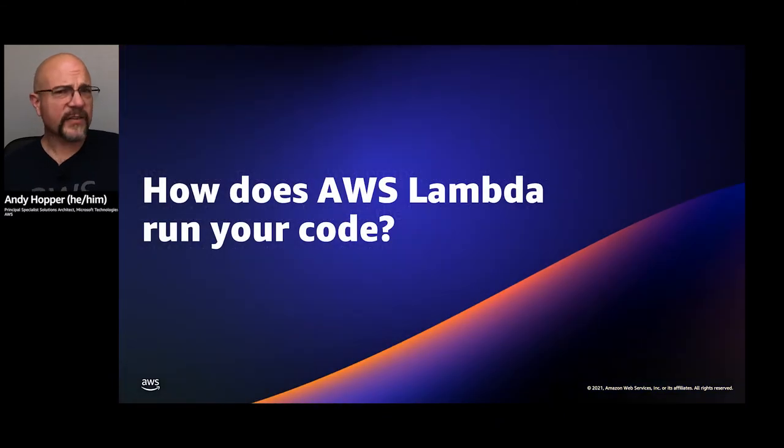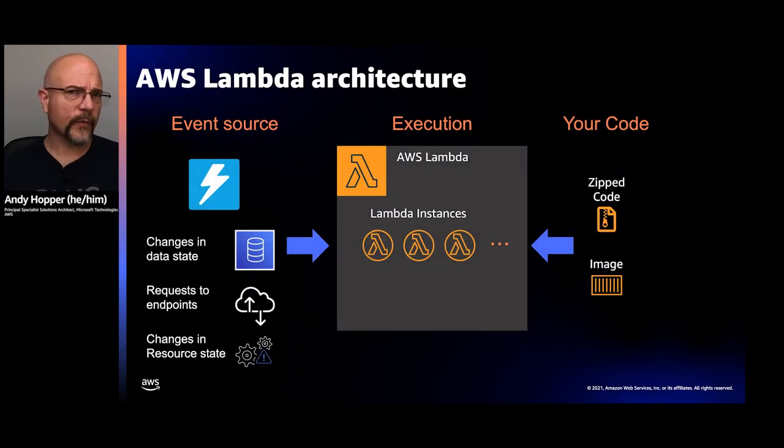So let's discuss how Lambda actually runs your code. Let's take a look at this slide, and we're going to go from right to left here. First, you're going to provide your code to the Lambda service. You can do this through a zip file, and that's the original way you provided your code to Lambda when it first launched. However, at re:Invent of 2021, we introduced the capability for you to provide a Docker image for Lambda to run your code. Regardless of which approach you take, Lambda will then deploy your code to Lambda instances, and the number of instances that get spun up is going to depend very heavily on how your Lambda function is actually being triggered, and that's where those event sources come in.